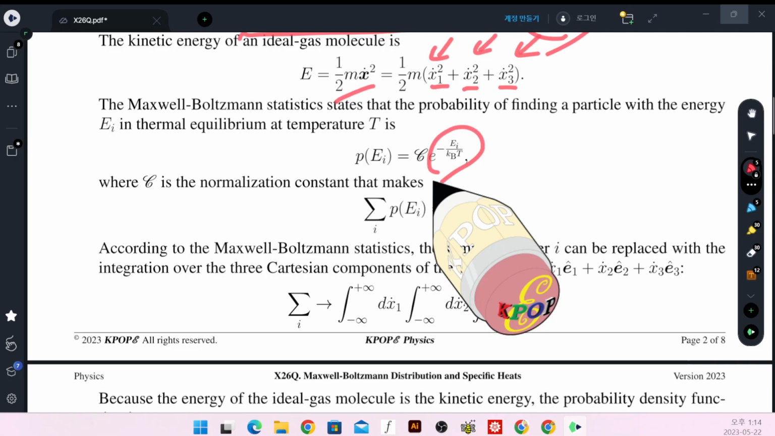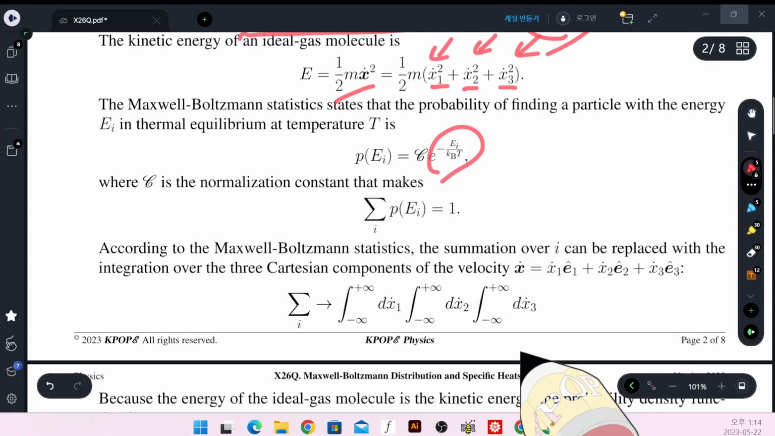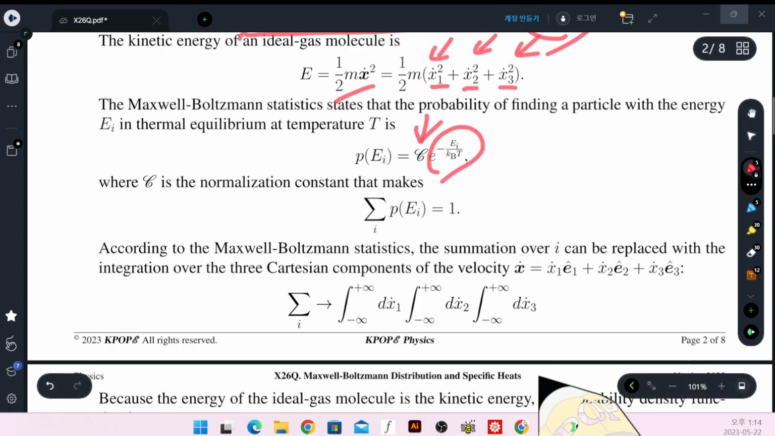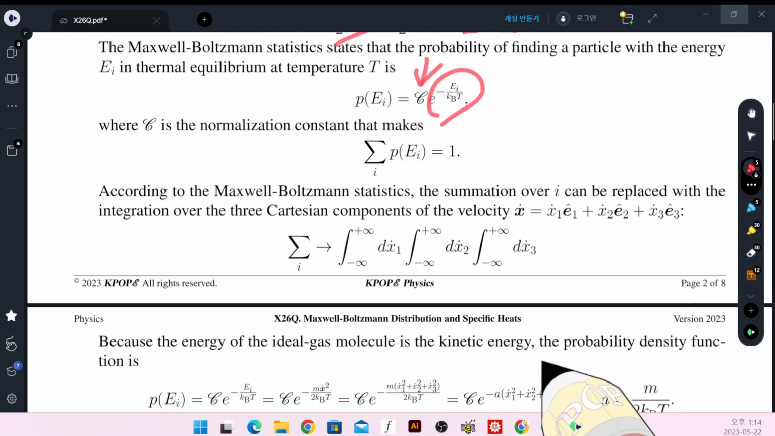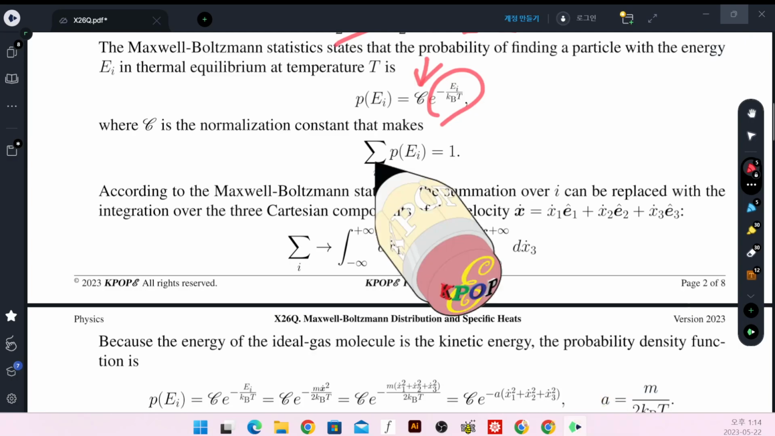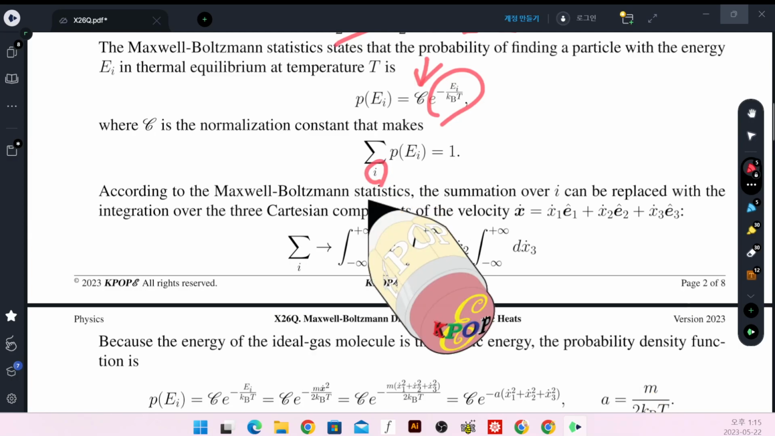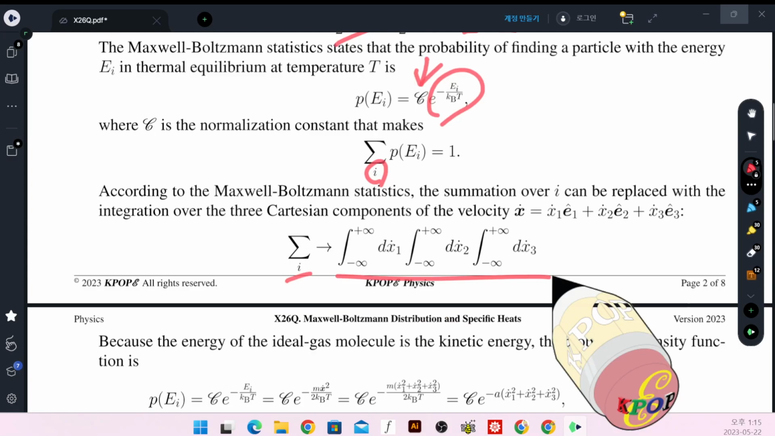Because the total sum of the probability is unity, this requirement can determine the overall factor, the normalization constant C. While the summation over i is a little bit abstract, in a system of ideal gas molecules, the summation index can be replaced with the integration over velocities. And all three Cartesian components of the velocities range from minus infinity to plus infinity.